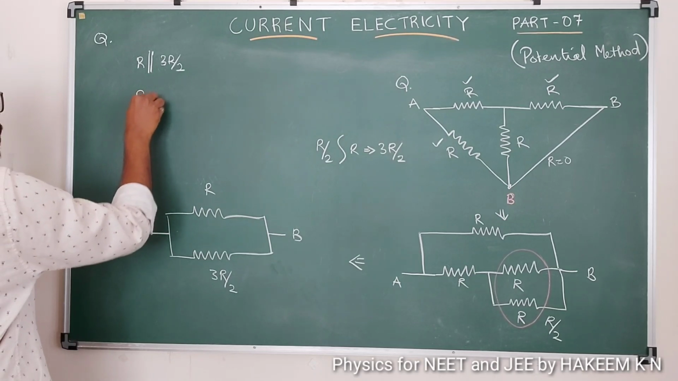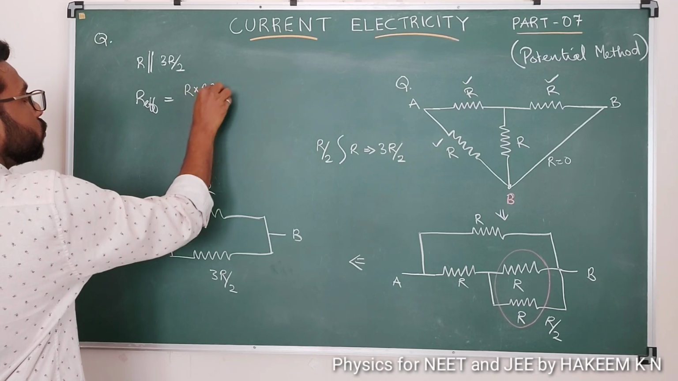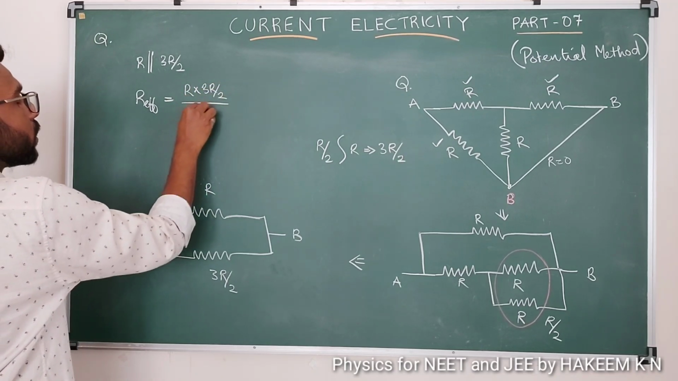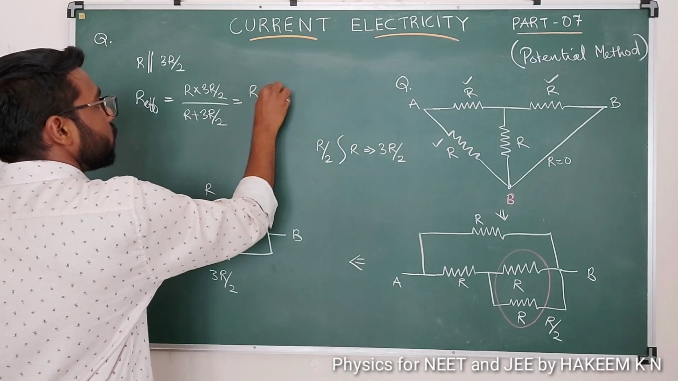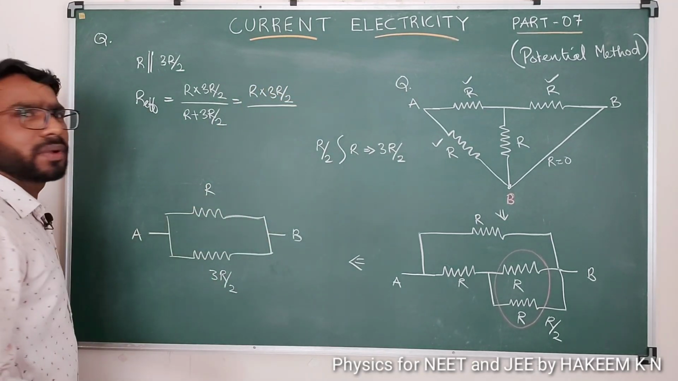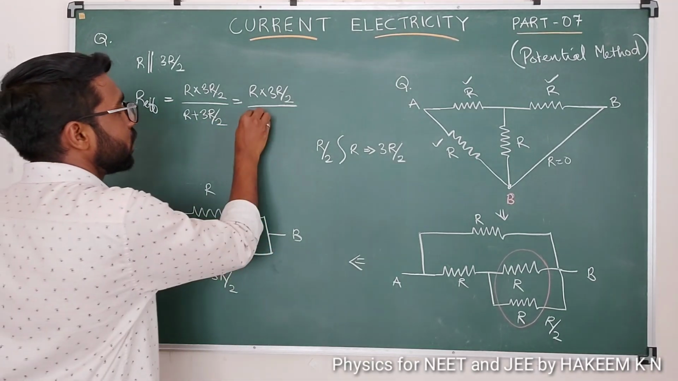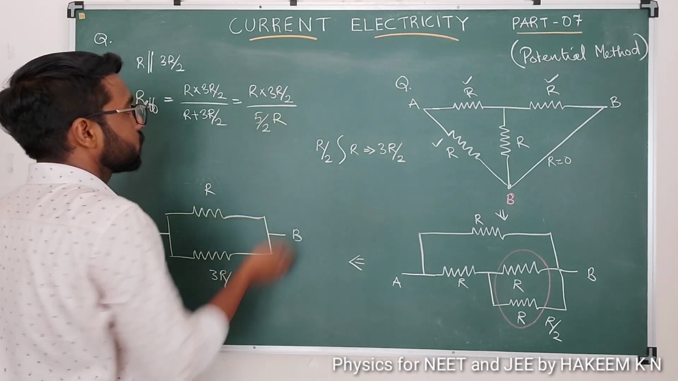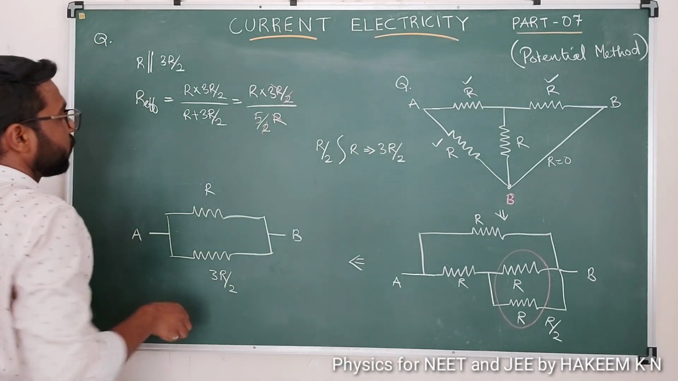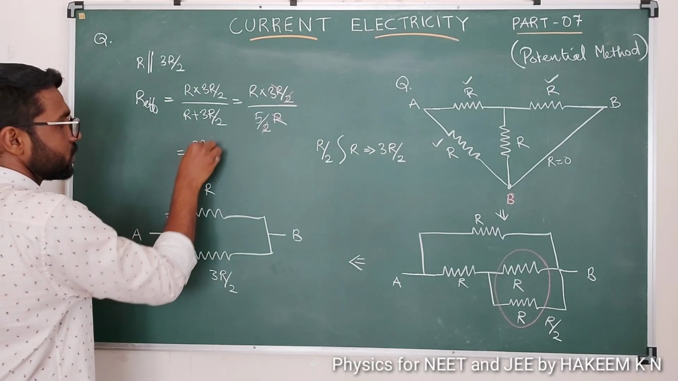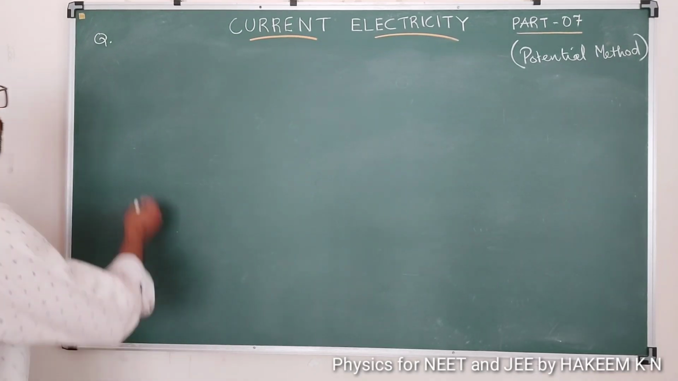To find effective, R1 R2 into R1 plus R2, R into 3R by 2 by R plus 3R by 2. R into 3R by 2 divided by 3R by 2 is 1.5 R. 1.5 R plus R is 2.5 R, that is 5 by 2 R. So R by 2 cancel, 3R by 5. Effective resistance is 3R by 5. Okay, next question.